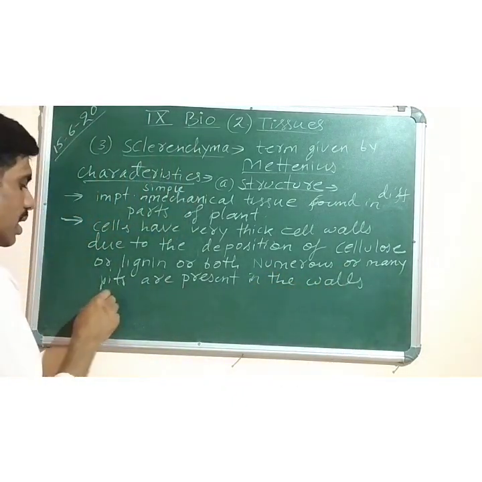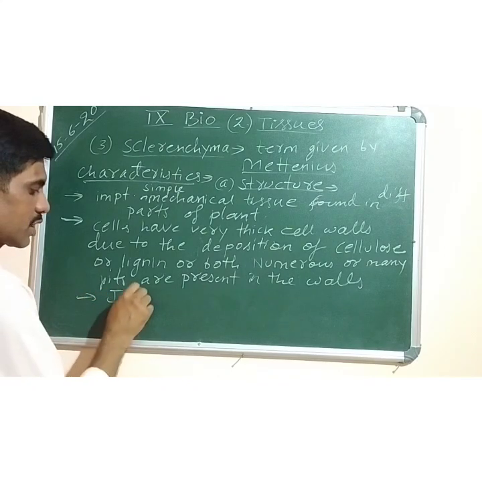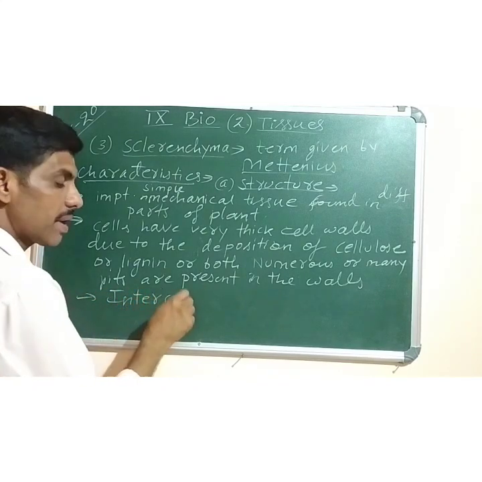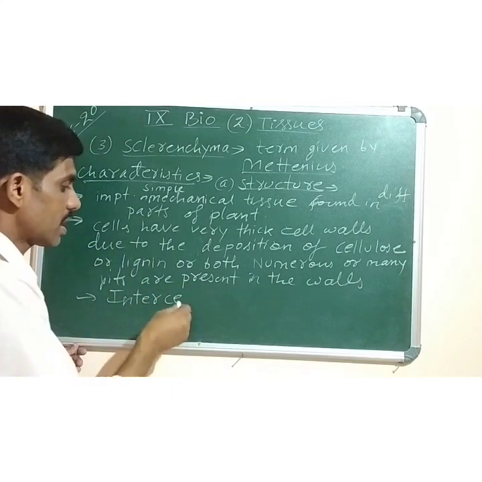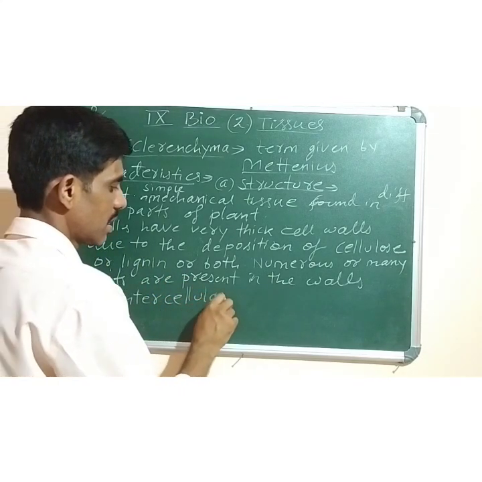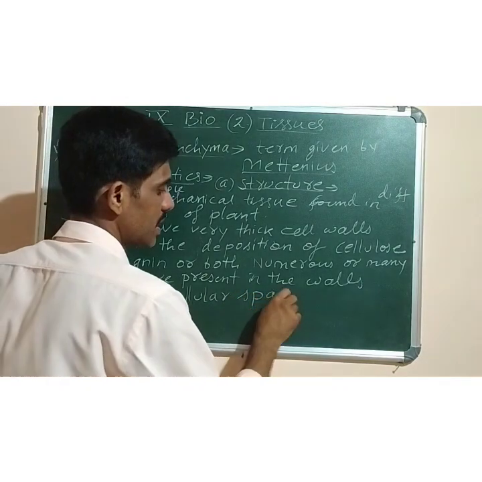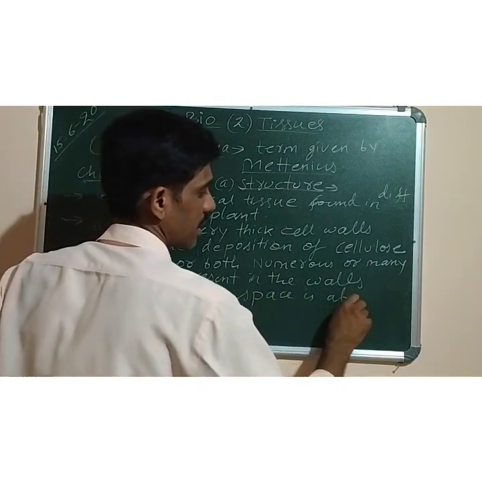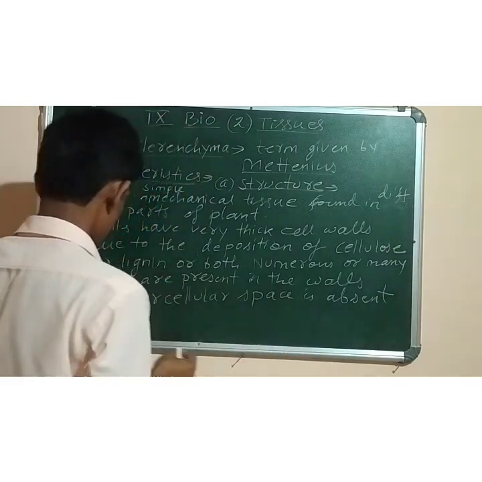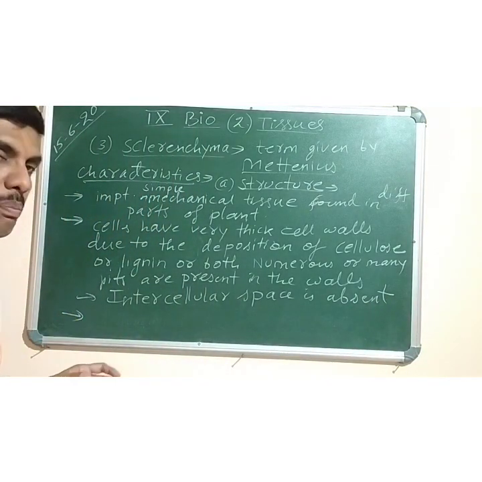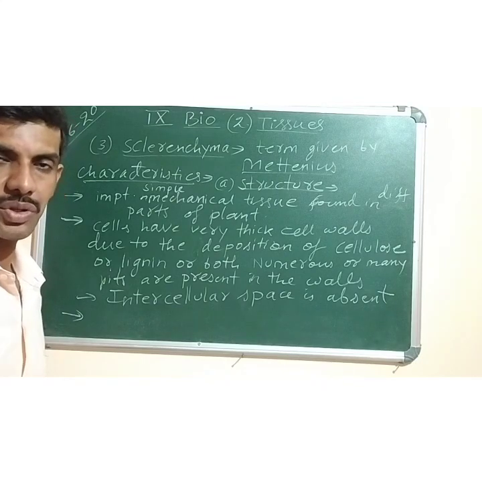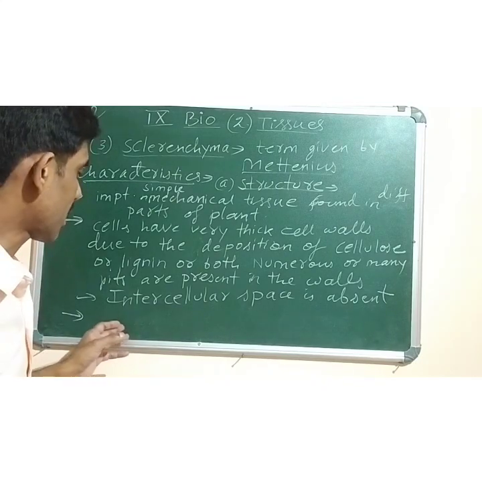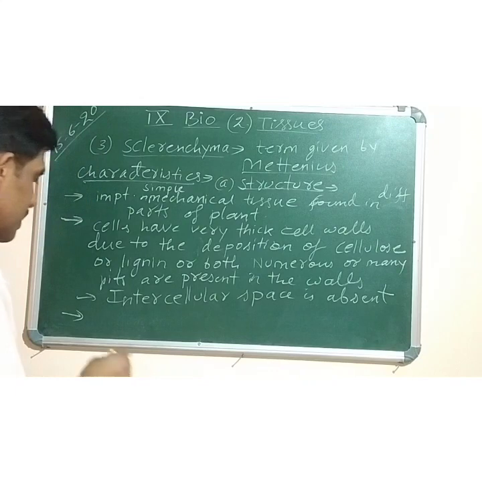Intercellular space is absent. This point I can also write. Same as collenchyma tissue, where there was no intercellular space, here also intercellular space is absent. Now next, based on their origin, development and structure, they are further divided into two types.